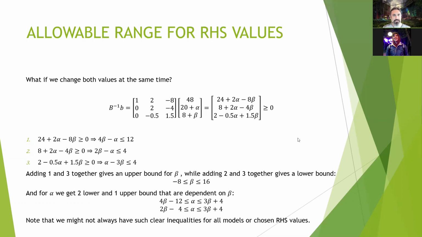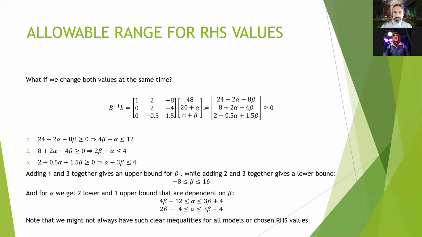What about we change both of them at the same time? Now, this is becoming a bit more complex. If you change two of them at the same time, you will have at least 3 different upper and lower limits, and you have to find something that depends on each other. So if you want to find something for alpha, it will depend on beta and so on. So let's check.